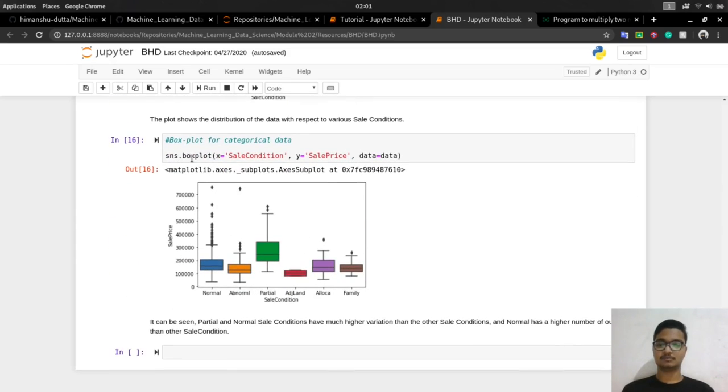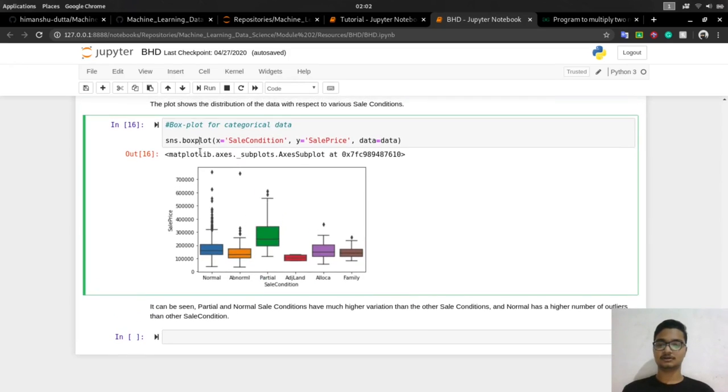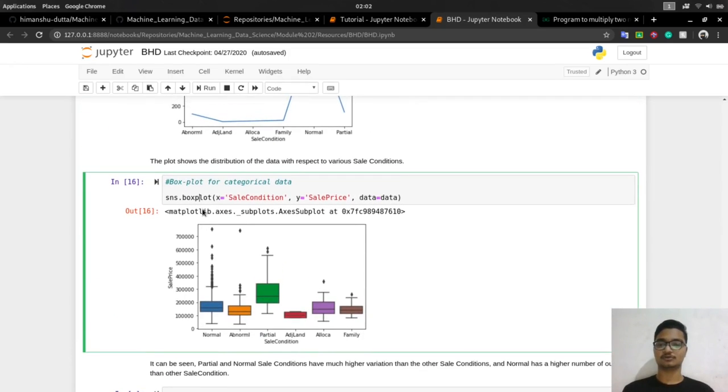So other than that, box plot is something that is used for categorical values. Different lines in box plot represent different things. For example, all these represent the outliers. This represents the 25 percentile, 50 percentile, and 75 percentile. We'll discuss all these things in the next module.